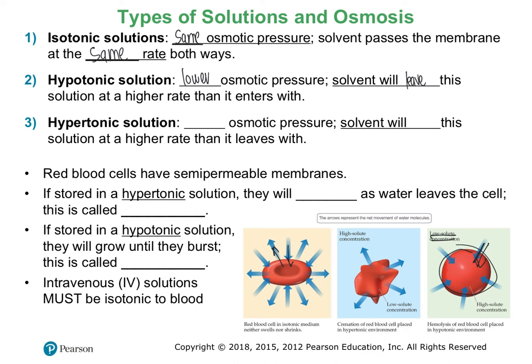If my system's in a hypertonic solution, that means high concentration, so I have a higher osmotic pressure. So what happens here, if my high concentration is on the outside, then my extra solvent is inside and it's going to flow out, so my system will actually end up shrinking. So when we have red blood cells, they have semi-permeable membranes. So if they're in the hypertonic solution, then they're going to have a lot of water leave, causing the cell to shrivel. And that is called crenation.